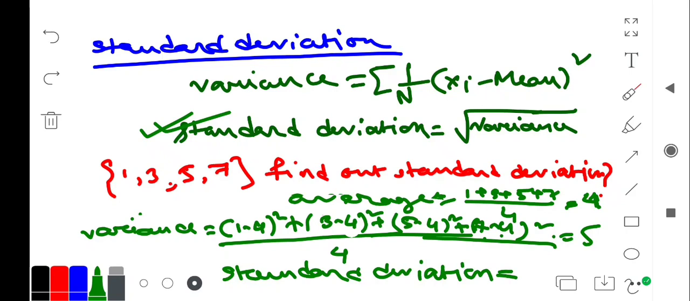So standard deviation equals root over variance, that means root over 5. Okay, so by this way you can measure the standard deviation as well as the variance. Variance is nothing but summation of 1 by n (xi minus mean) whole square.